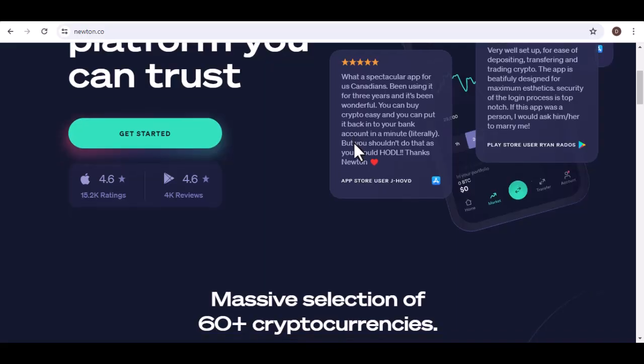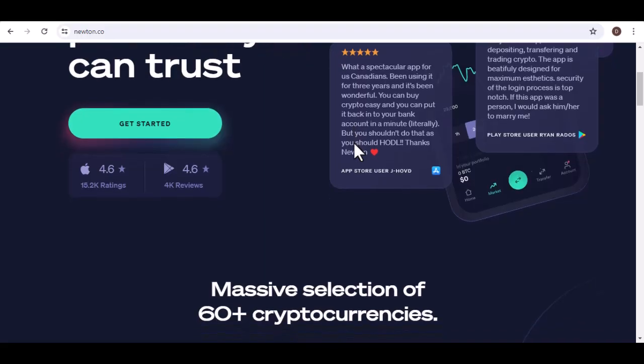Step 1. Fund your account. You need a trading pair to buy NEWT, and the main pair on Binance is NEWT/USDT. That means you need to have USDT, or Tether, in your wallet. There are two main ways to get USDT onto Binance.